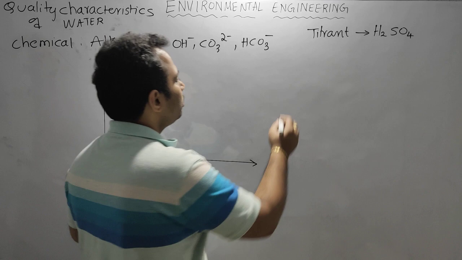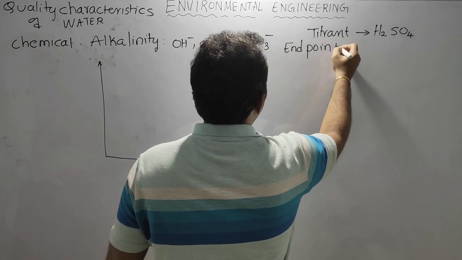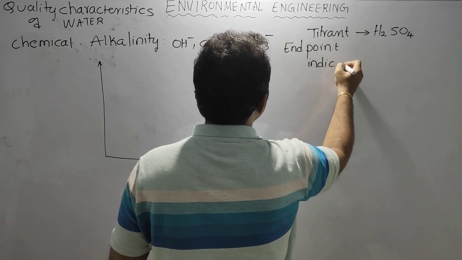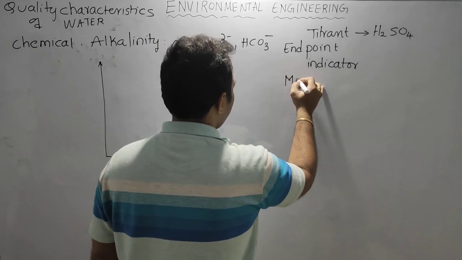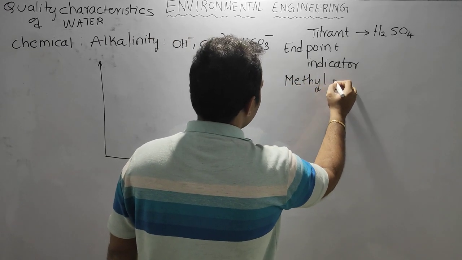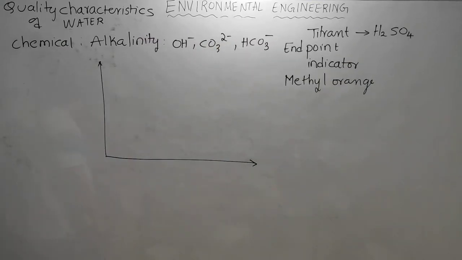There will be endpoint indicators. There are two indicators we use here, the same indicators as everywhere. Methyl orange is one indicator. Another indicator is phenolphthalein.